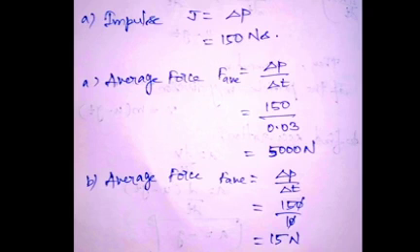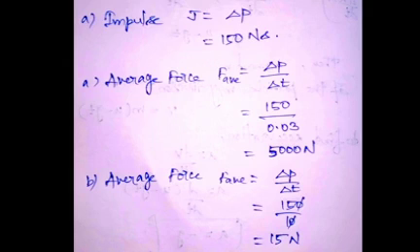Okay, then we are going to calculate the average force. For the average force we are going to take the first time T equal to 0.03 second. Therefore F average is equal to del P divided by del T, and substitute here. Since we know del P equal to 150, divided by 0.03, after we get this value, the average force at 0.03 second is what? 5000 Newton, that is the force equal to 5000 Newton.